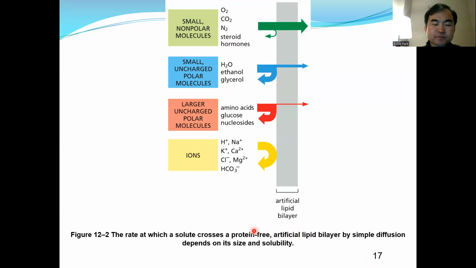And the rate, if we see, is different for different molecules. The small non-polar molecules like oxygen and carbon dioxide can move through an artificial lipid bilayer. Almost most of these molecules can move through the layer.